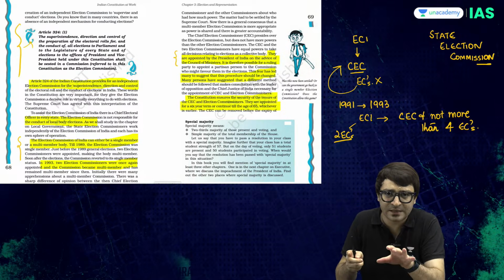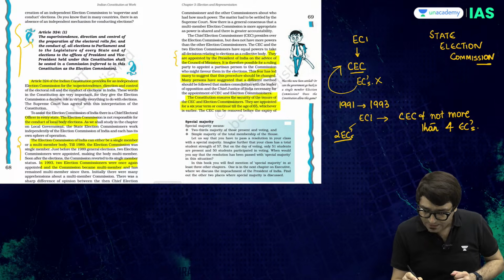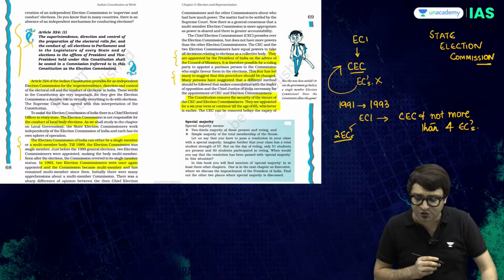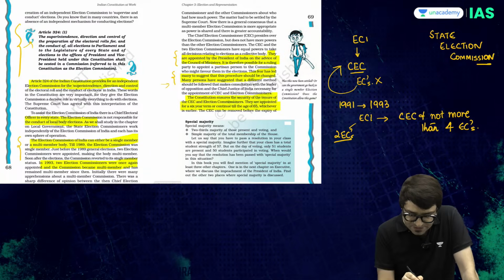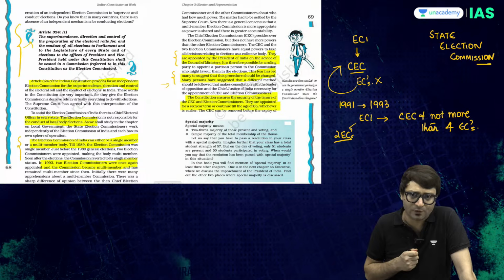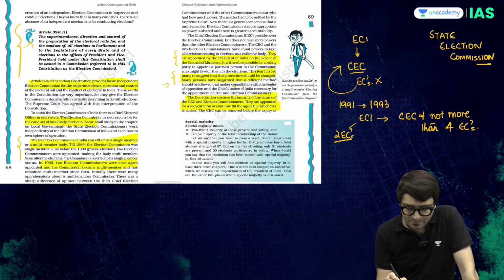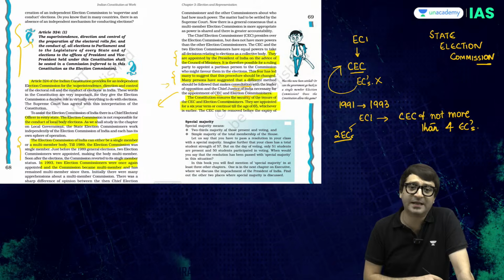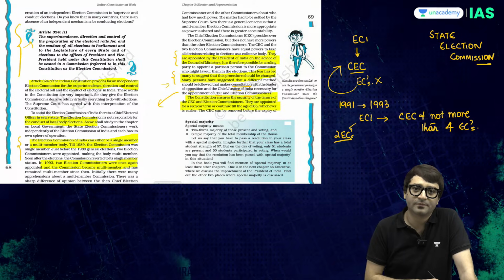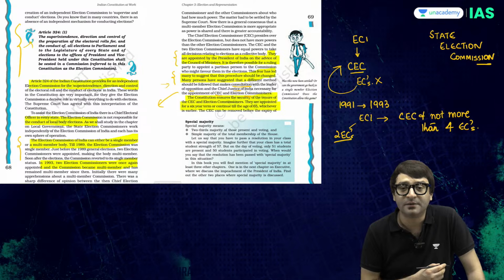Who says this? NCERT. Where it says this fear has led many to suggest that this procedure should be changed. Many persons have suggested that a different method should be followed. That makes consultation with the Leader of the Opposition in Lok Sabha and the Chief Justice of India necessary for the appointment of the Chief Election Commissioner and election commissioners. And in fact, it did happen.